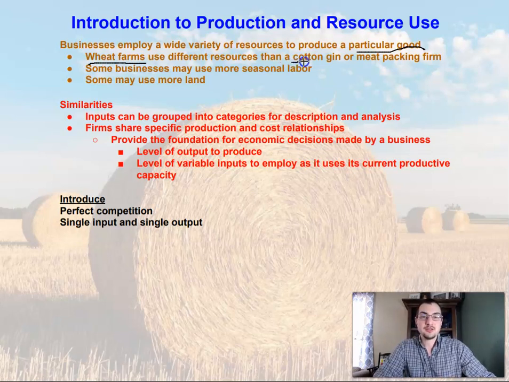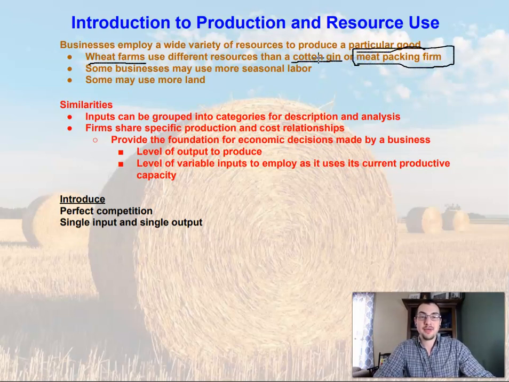Well, let's compare that to a place like a cotton gin. A cotton gin is probably going to be using a lot more electricity or a generator of some kind to power the machines. They might be using more manual labor, or if they're not using more of it, they're using it in a different way. The inputs into a cotton gin are definitely going to be different from a wheat farmer. Now compare that to a meat packing plant.